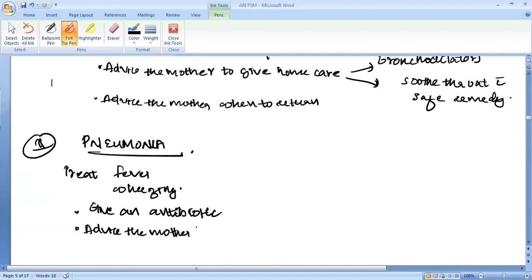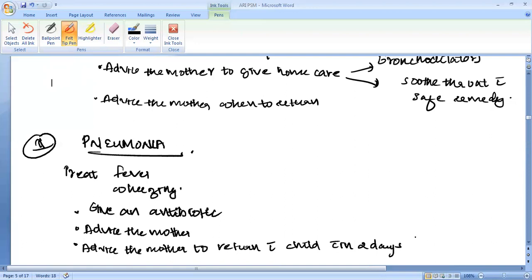Home care, I have told you, can be bronchodilators, or we can soothe the throat with a safe remedy, etc. And also advise this mother, for what? To return with this child within 2 days for further assessment, or earlier if the condition of this child is getting worse. So these are the things that we have to do in a case of pneumonia.